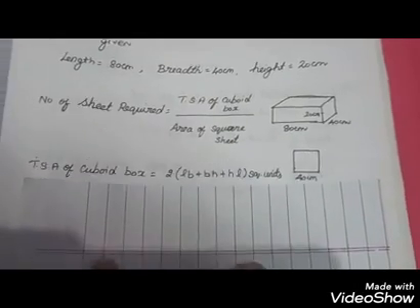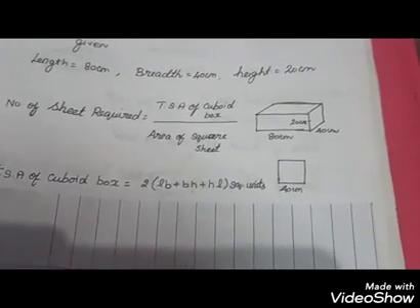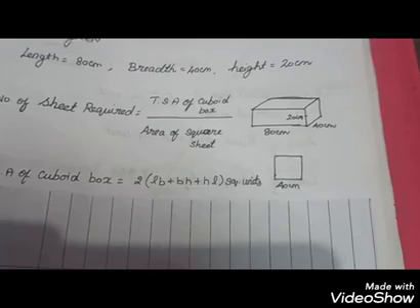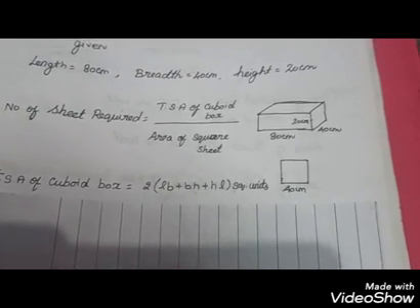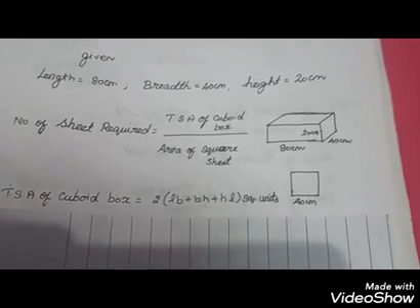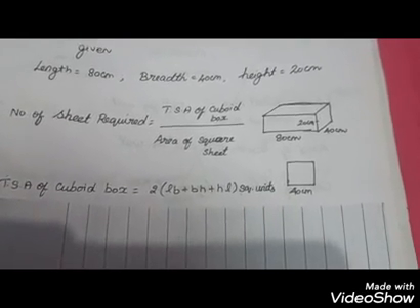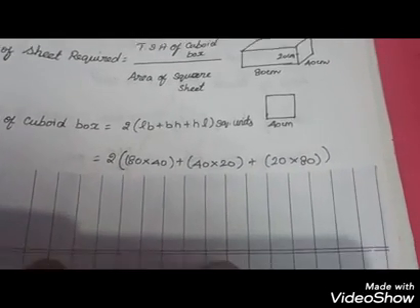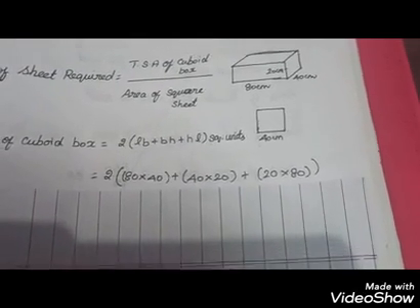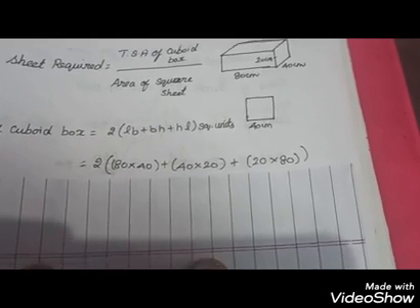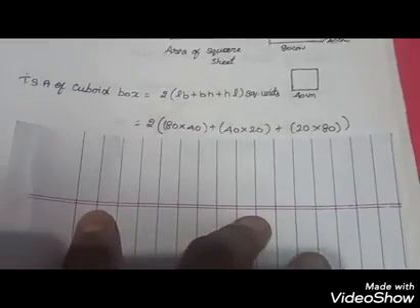So what is the formula? 2 into (LB plus BH plus HL) square units. Here L is length, B is breadth, H is height. The measurements are already given, so I can directly substitute them. Length into breadth, 80 into 40, plus breadth into height, 40 into 20, and height into length, 20 into 80. So directly we have to multiply.